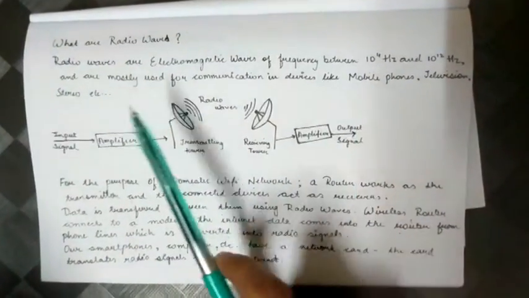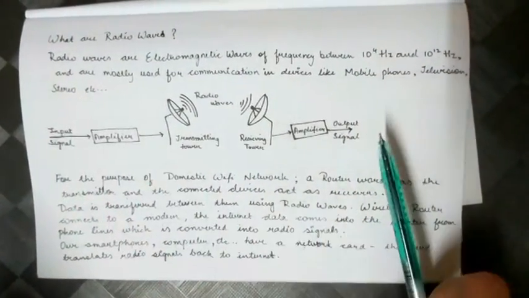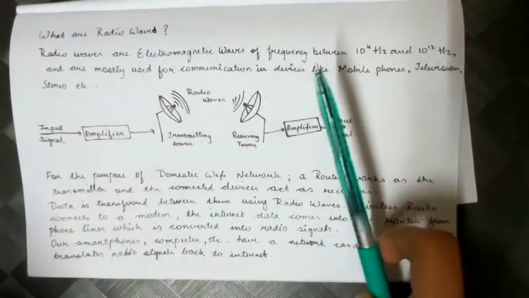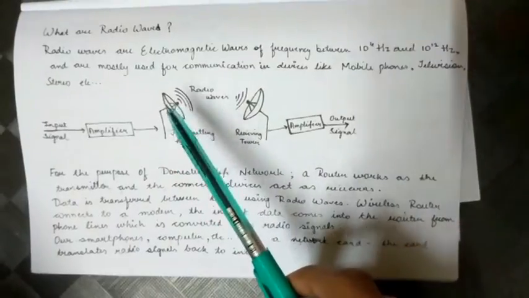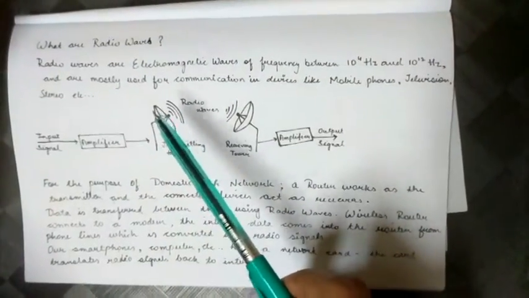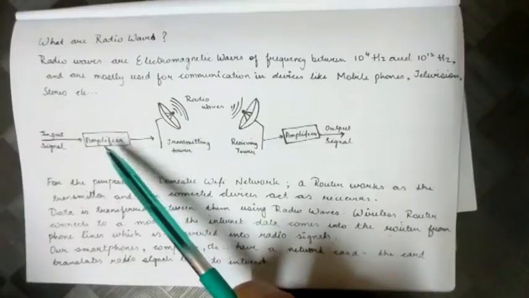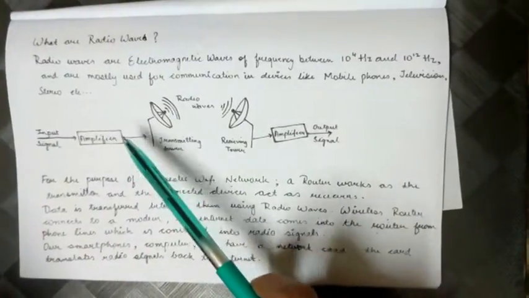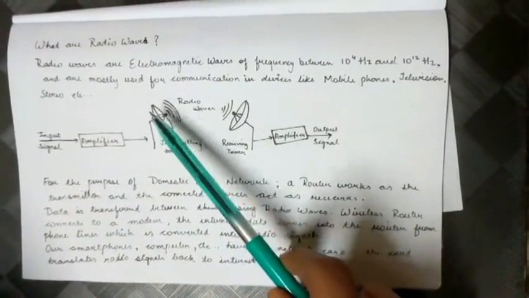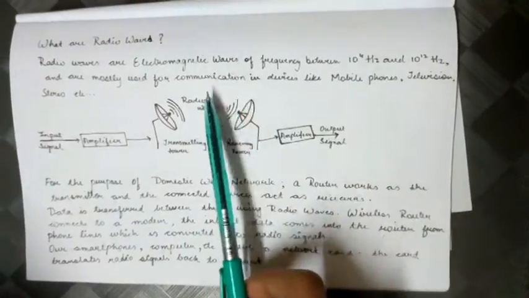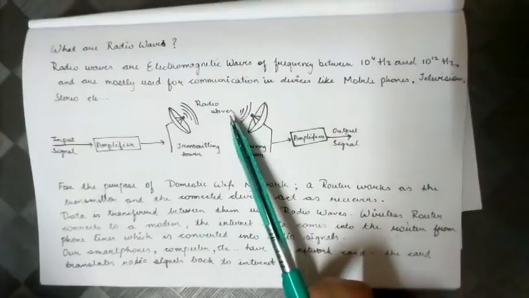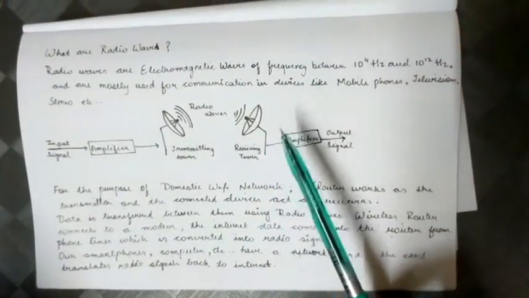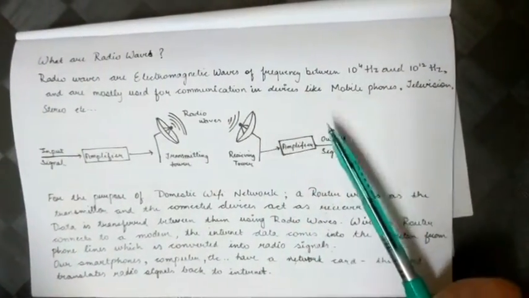So this is the basic block diagram of any communication device involving radio waves. It consists of an input signal, which is mostly an electrical signal, though it can be in any other form. It is passed through an amplifier, which passes it to the transmitting tower, and it is converted into radio waves. Now on the other side of the system we have the receiving tower. The receiving tower receives those radio waves, converts them into an electrical signal, and passes it through an amplifier, and we get the output signal.